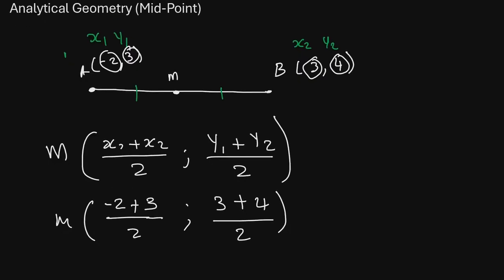So what are the coordinates of the midpoint? -2 plus 3 all divided by 2 is going to give us 1/2. Then we look at the y part: 3 plus 4 all divided by 2 gives us 7/2. So the midpoint has an x value of 1/2 and a y value of 7/2.